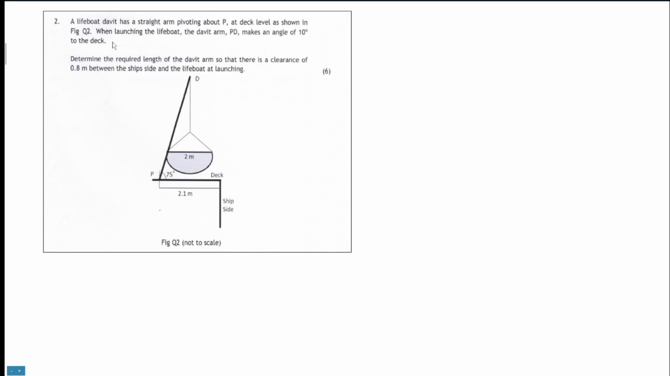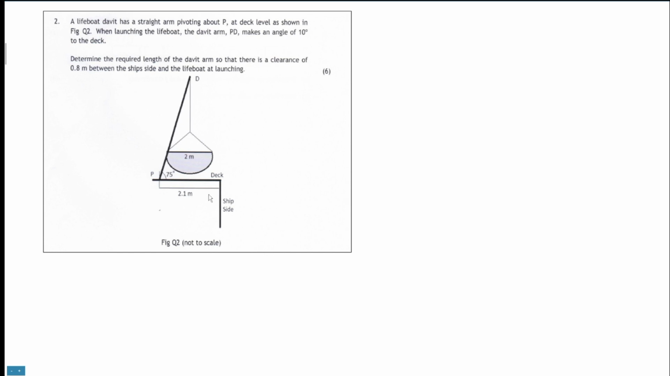Okay, question number 2. It's a really hard one. It's a lot of work involved. A lifeboat davit has a straight arm pivoting about P at deck level as shown in the picture. When launching the lifeboat, the davit arm makes an angle of 10 degrees to the deck.